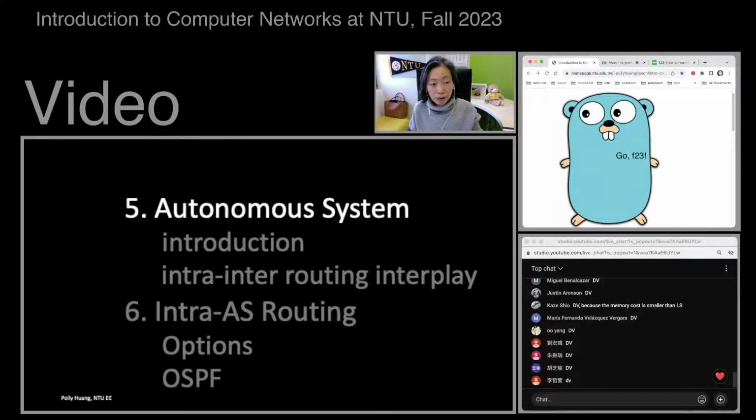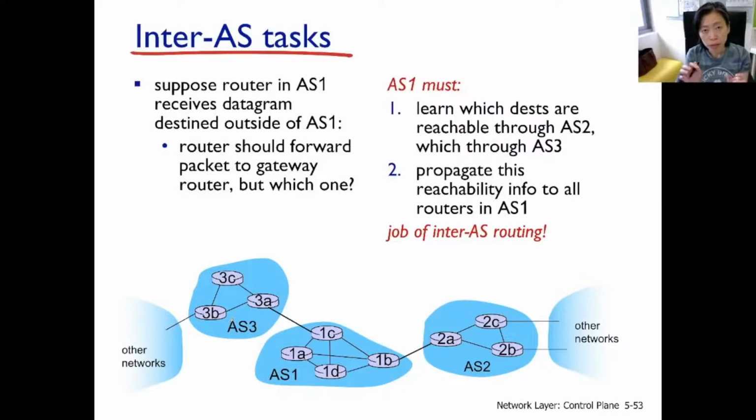All right, so one more example to illustrate better the interplay of intra- and inter-AS routing. To make sure the interplay is more clear, let's take a step back. Look at AS1 here: 1A, 1B, 1C, and 1D. These routers within the AS would run the intra-AS routing. Therefore, they would know the shortest path to each other.